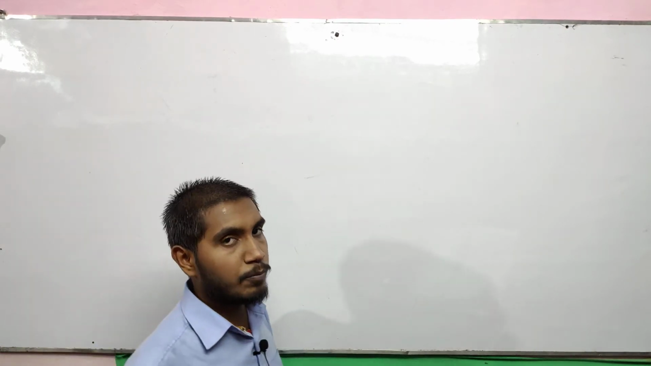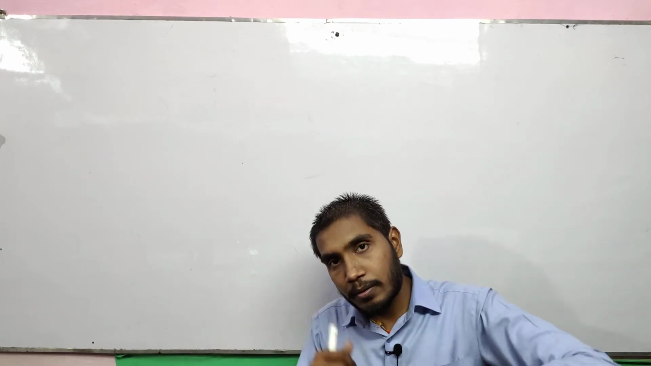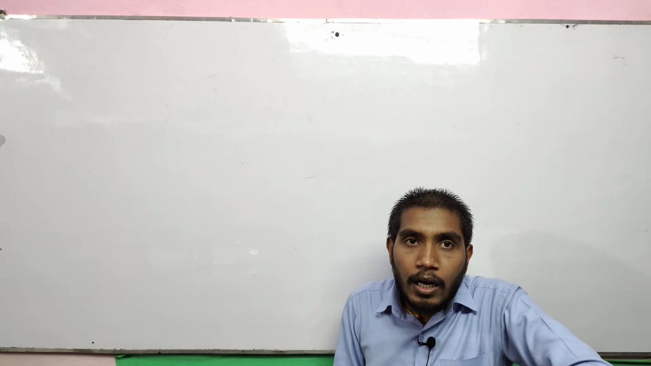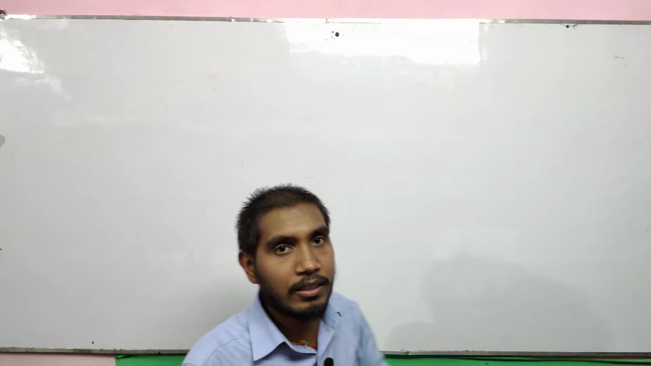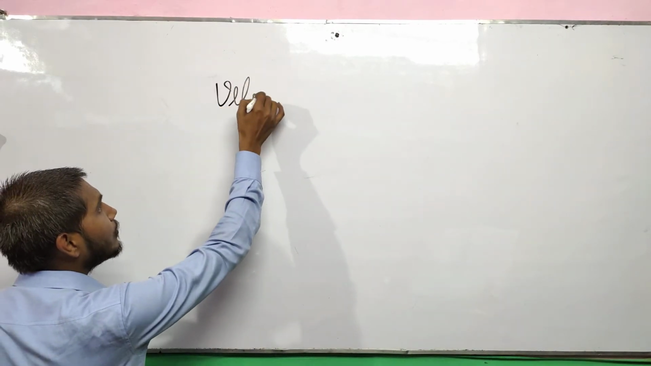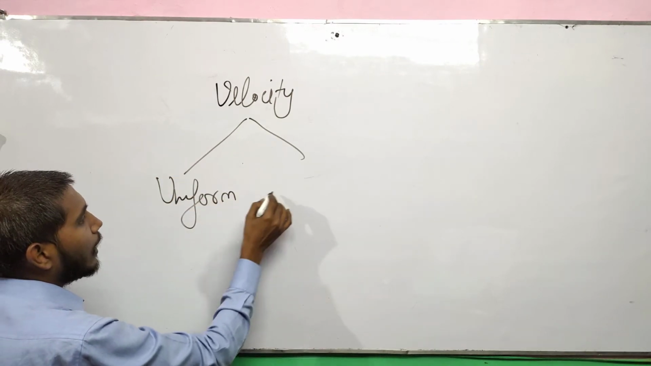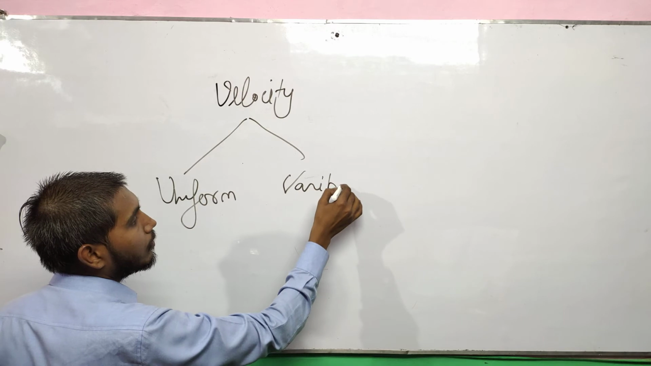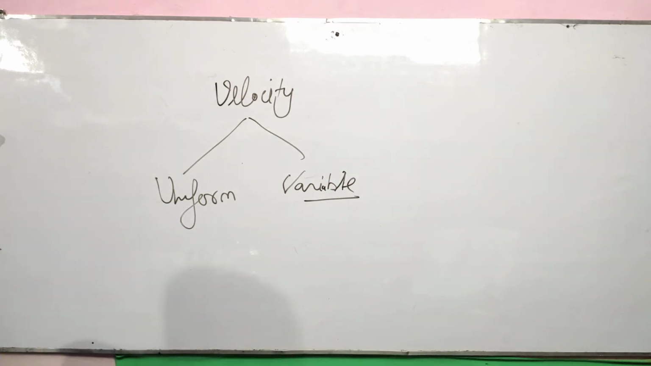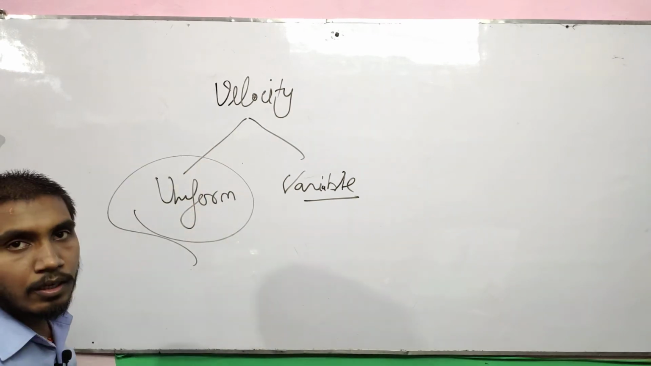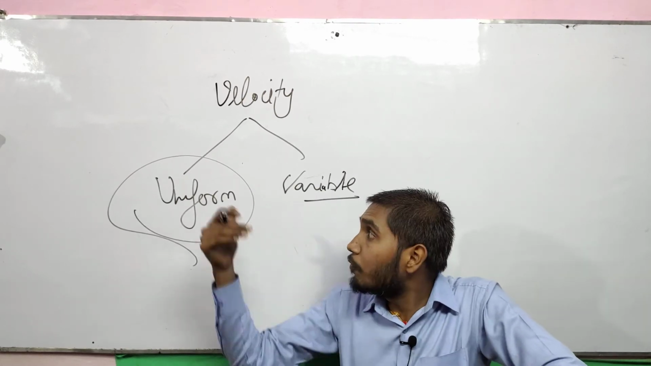So the velocity of an object may be uniform or variable. Velocity of any object may be uniform or variable. You can also say non-uniform. So what is uniform velocity?